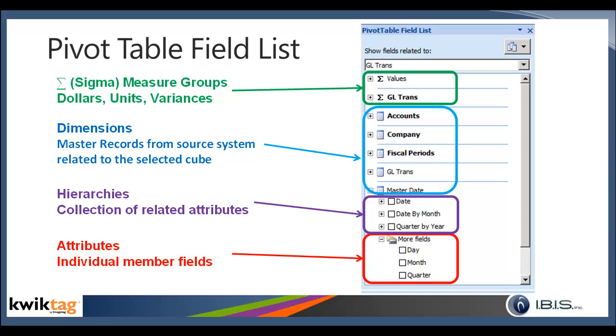The analysis cube is going to present this pivot table field list for you, and it's going to contain this already logically organized information. So you'll see here in the green, those are your measures, your dollars, your units, your variance, anything that's a number or can otherwise be aggregated. So it can be summed or counted or averaged. The dimensions are going to be your master records, so your account. If you have multiple companies, company is going to be an important dimension.